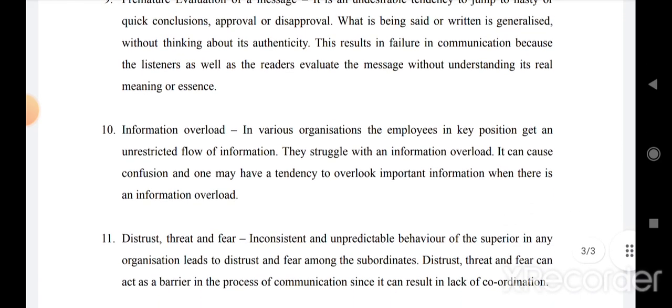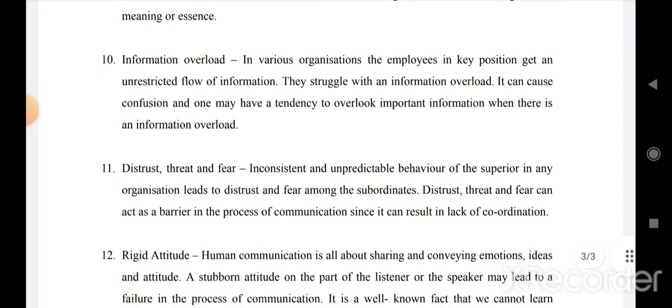Next, there is information overload, right? What is information overload? In various organizations, the employees in key positions get an unrestricted flow of information. Obviously, humans have a particular limit. They struggle with information overload. If you are giving too much information to a particular person, it can definitely create confusion. And one can have a tendency to overlook important information when there is an information overload.